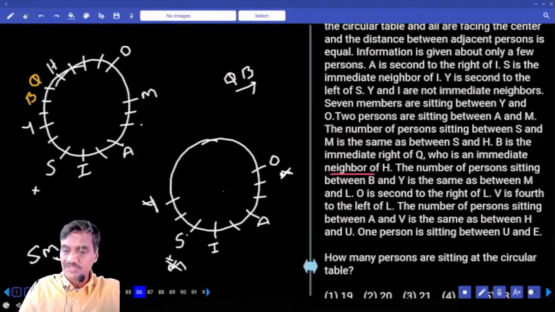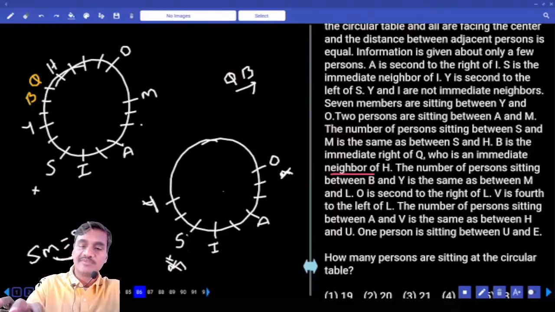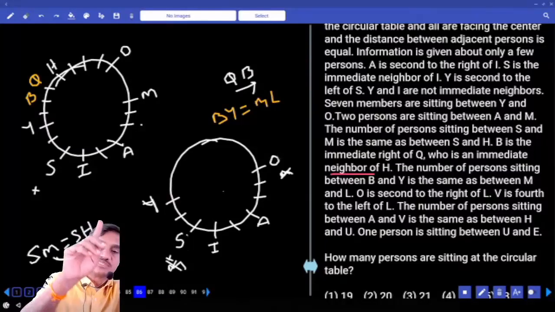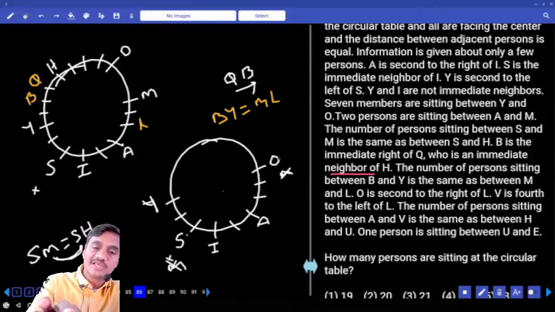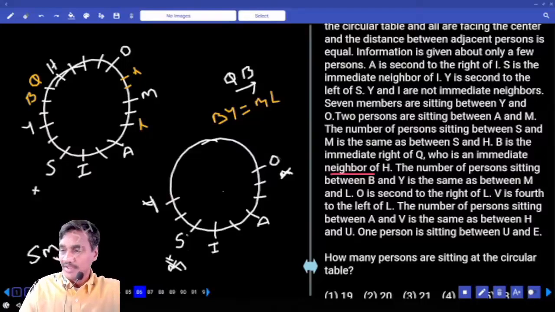And next, number of persons between B and Y same as M and L. B and Y equals to whom? M and L అన్న. B కి Y కి మధ్య ఎంతమంది ఉన్నారు చెప్పండి? ఎగ్జాక్ట్లీ 1 person. Hence between M and L we need to have exactly 1 person. L ఇటు పక్క అయినా ఉండొచ్చు, లేకపోతే ఇటు అయినా ఉండొచ్చు. మళ్ళీ రెండు పాసిబిలిటీస్ వస్తున్నాయి ఇక్కడ between M and L.